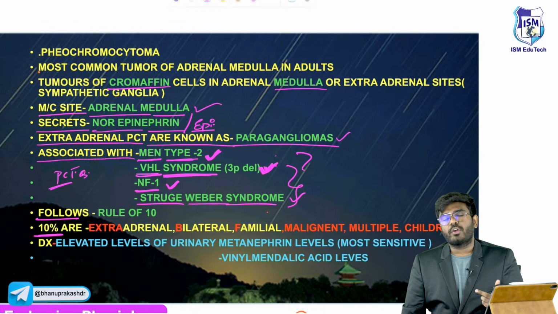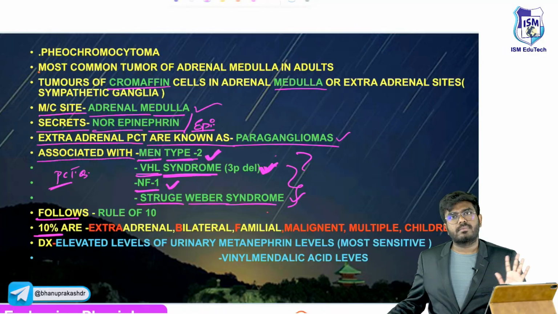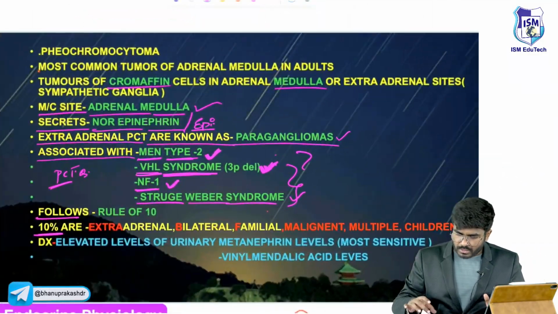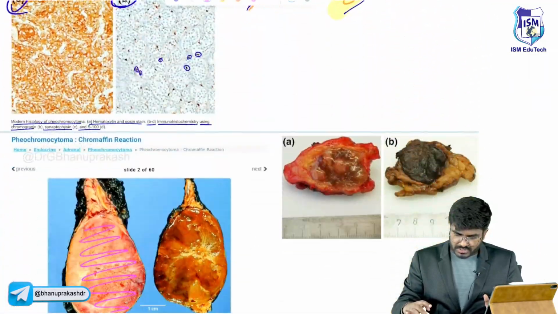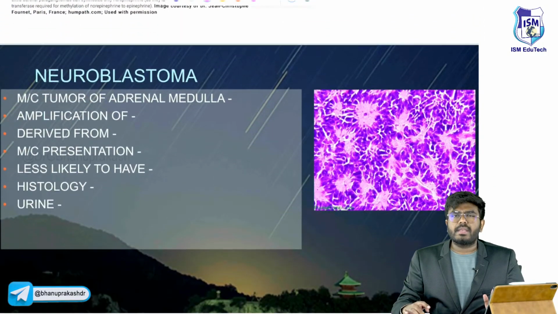Extra-adrenal pheochromocytomas are called paragangliomas. That's it. Pheochromocytoma completed. Okay, next.